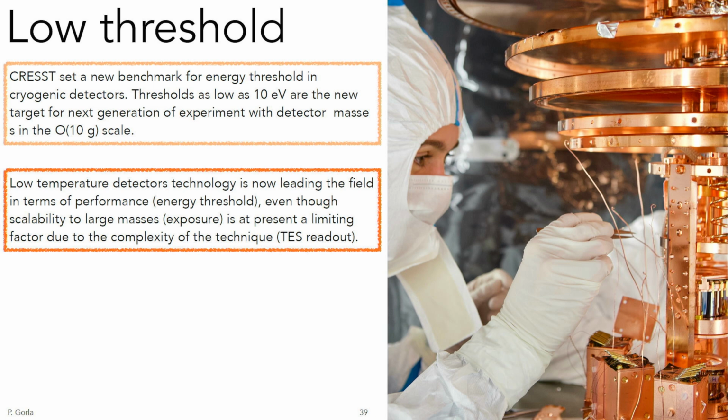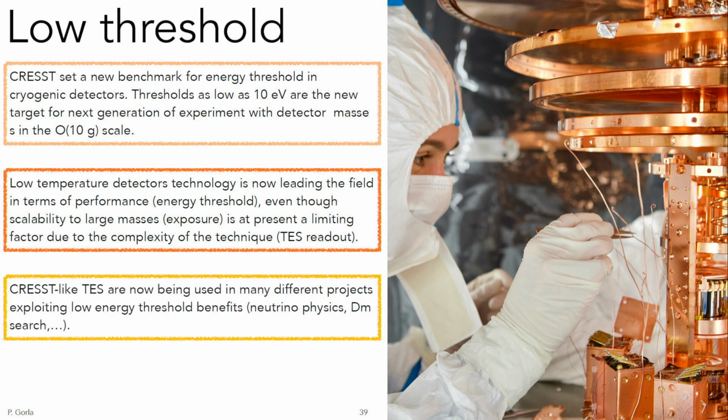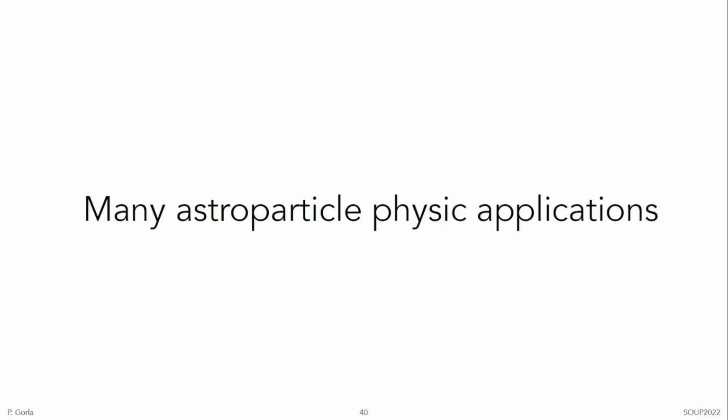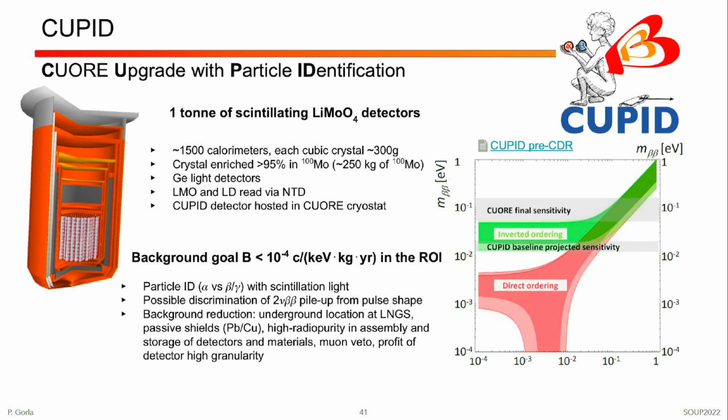So in the high mass dark matter, it's very difficult to compete with the exposure of these experiments, but in the light dark matter range, on the other side, it's very difficult for this large cryogenic liquid-based experiment, dual TPCs, to compete with the CREST thresholds. And already now, CREST-like TES are now being used in many different projects in the neutrino physics and in the dark matter search. Just to conclude, there are a number of projects already running or projected for the future.